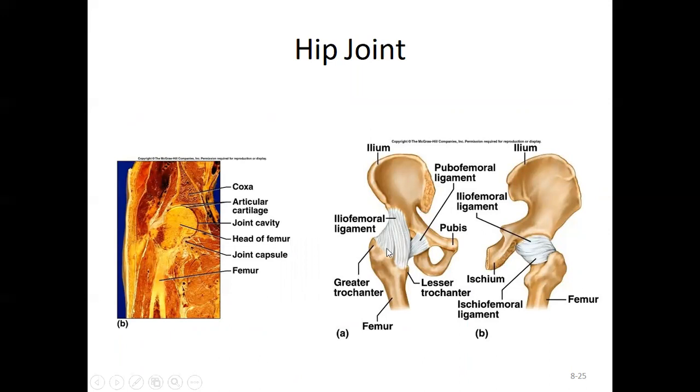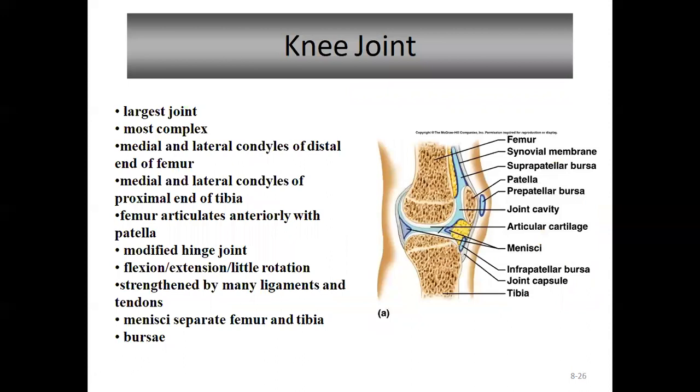Here's an example of all of the ligaments that are found around this hip joint that connect your femur to your os coxa, the half of your hip bone. Then you have your knee joint. Now, the knee is considered the largest joint in the body. It is also the most complex joint in your body. So here you have your femur, which is your thigh bone. You have your tibia, which is the largest of the two lower leg bones. You have some of those same structures that we talked about earlier.